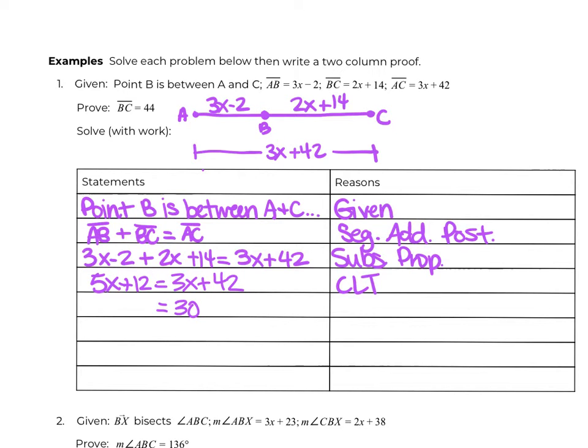So can I move the 3x to the 5x? How would I do that? Add or subtract? Subtract. So that gives me 2x. So since I subtracted for both of them, what is my reason now? Subtraction property of equality. Because I did do it to both sides.